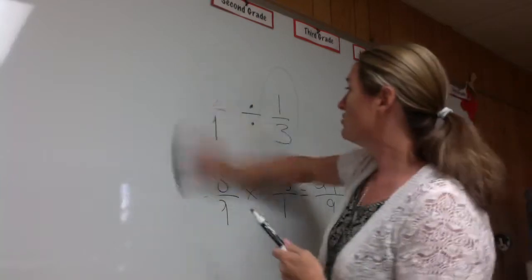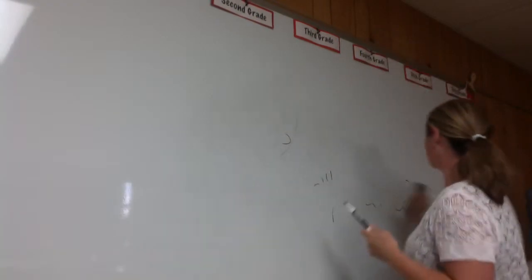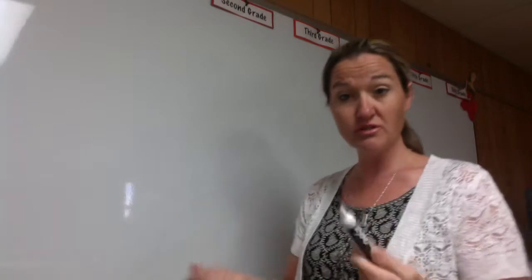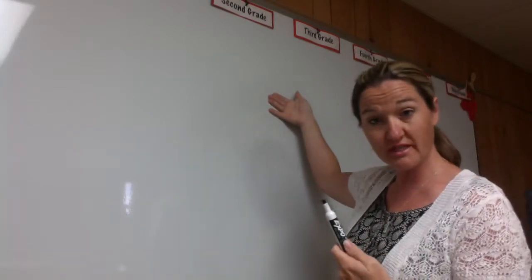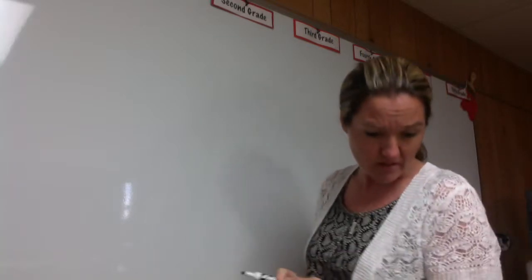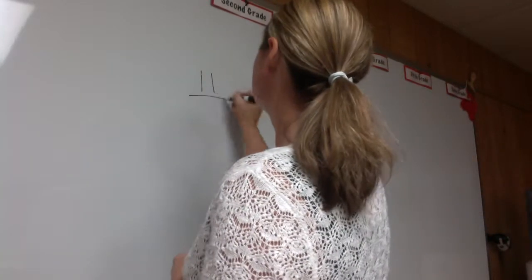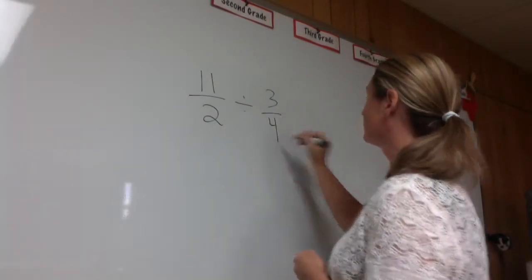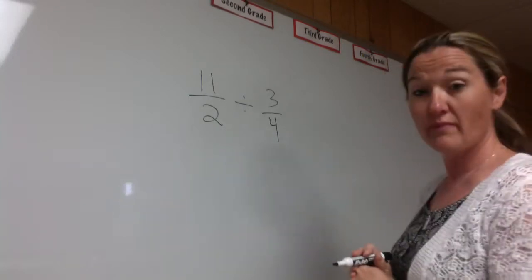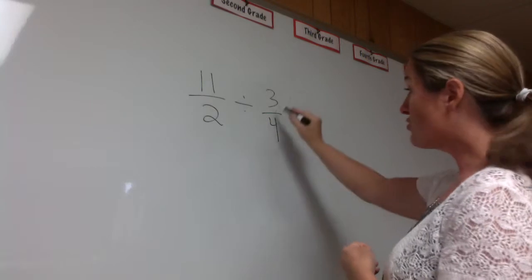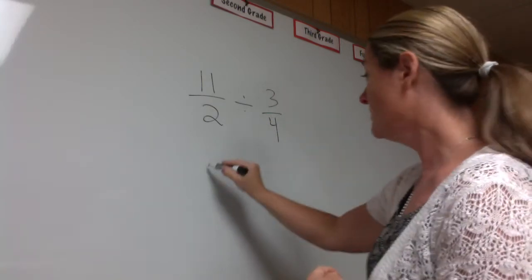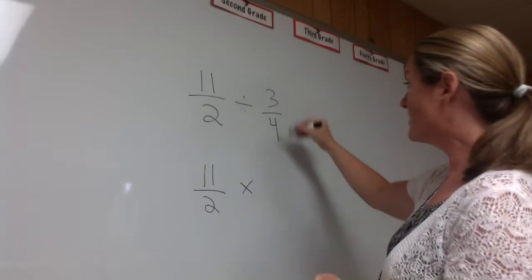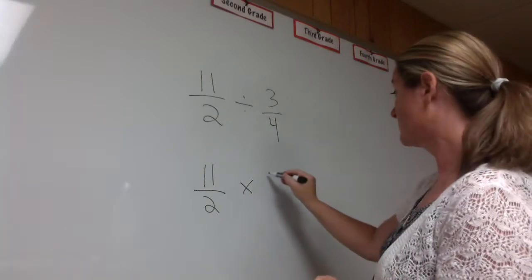All right, so let's work out a couple more. Really the main trick with dividing fractions is just switching that second number, doing the reciprocal of the second number, and then multiplying. Let's do 11/2 divided by 3/4. My first step is I need to rewrite the equation, except now it's going to be multiplication, and I need to make sure I use the reciprocal of the second number.